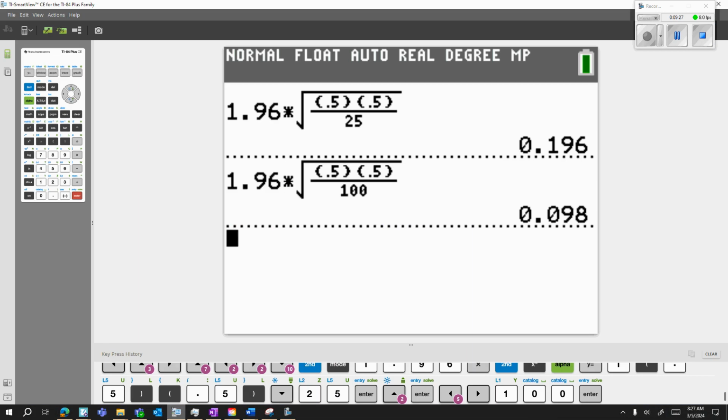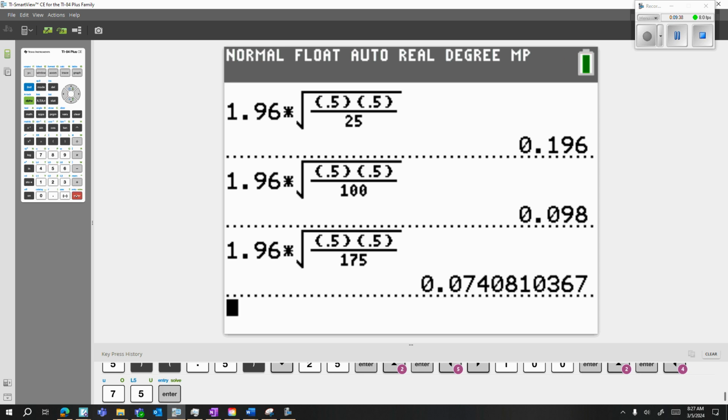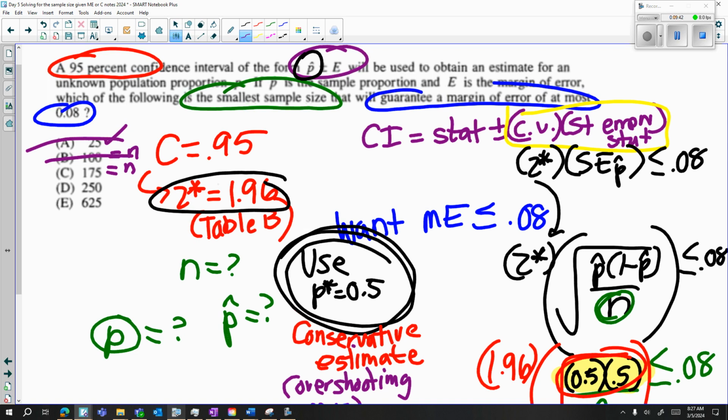Next one, plug in 175. Is this one less than 0.08? Yes. Okay, so this is the answer. We're going to choose it. We're not going to go any further with the plug-in method. So it's kind of nice. If you're someone who's not good at algebra, you may want to choose this method because it's easier and it's multiple choice. And often this is a multiple choice question.